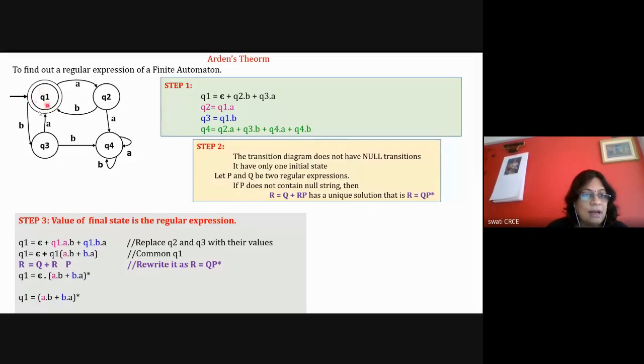In Q1, I'll see what the incoming transition is. What is the symbol here? That is epsilon. In the transition diagram there is no epsilon symbol, but when we are writing this equation, we consider this symbol as epsilon. For the initial state, epsilon is always there. Don't forget this; if you forget it, your answer will be wrong. So for the state Q1, the first value is the epsilon symbol.